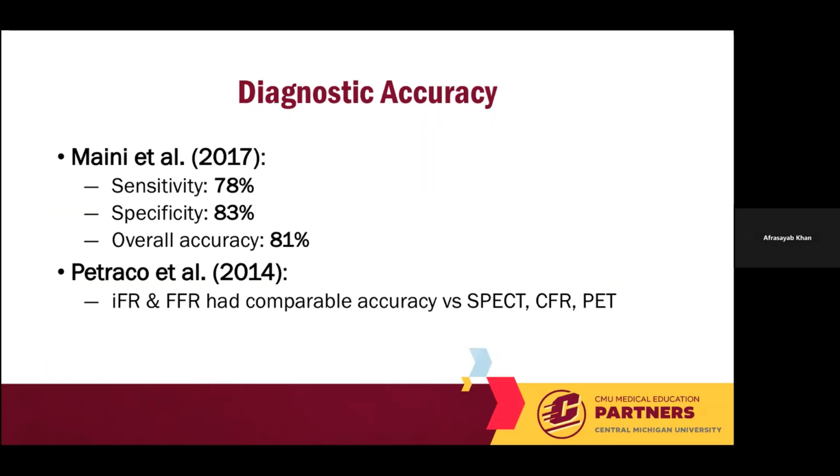So in terms of diagnostic accuracy, there was a study by Meany et al. which showed that the sensitivity of IFR was 78% and specificity was 83% with overall accuracy of 81%. And there was another study which showed that IFR and FFR both had comparable accuracy versus more advanced imaging like SPECT, CFR, and PET.